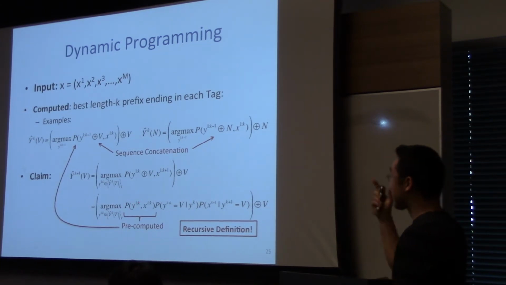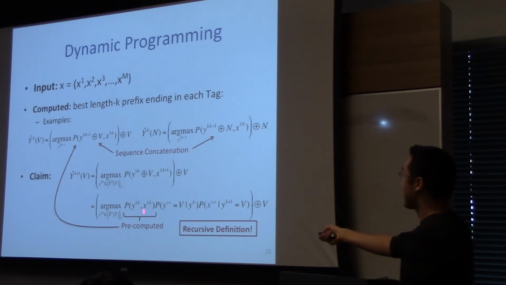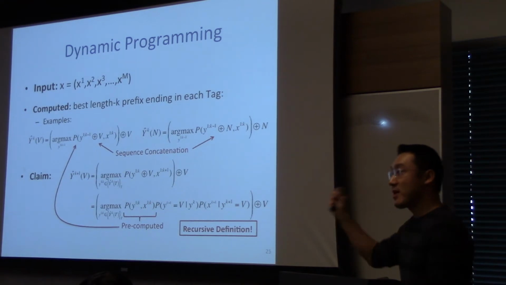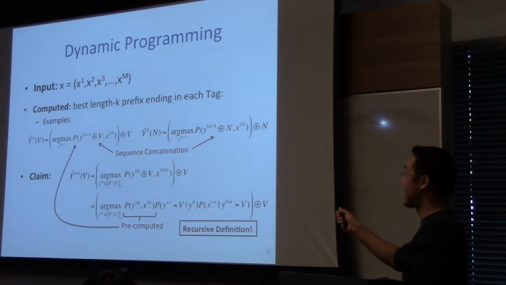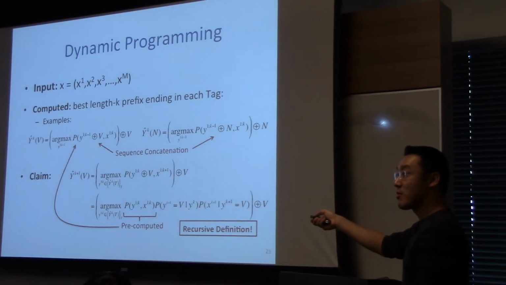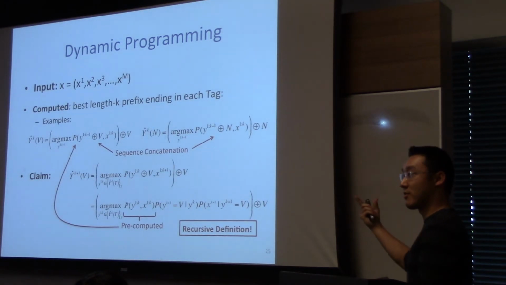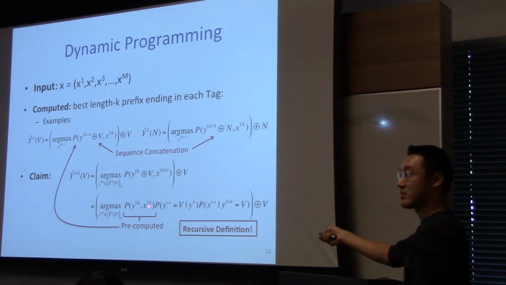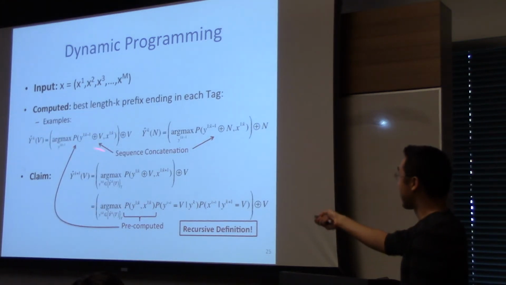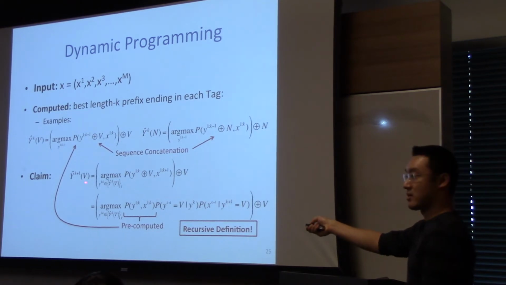So we don't need to know the entire sequence. We don't have to iterate over all L to the k possible subsequences of length k. We know that the best possible sequence of length k that ends in noun is this one, and the best possible sequence of length k that ends in verb is this one. So the number of sequences we need to iterate over is equal to the number of part-of-speech tags. We don't need to iterate over all possible part-of-speech sequences of length k. We just need to iterate over these, and then figure out which one transitions to the next.